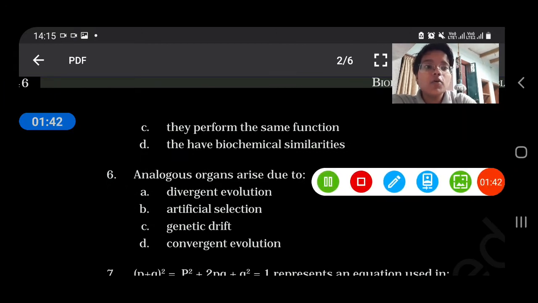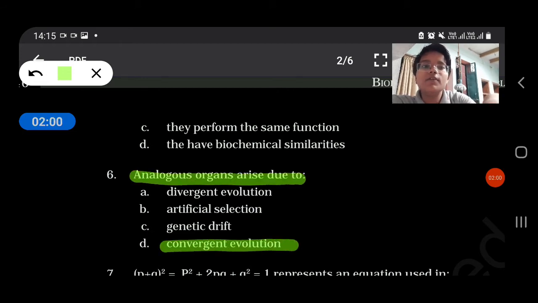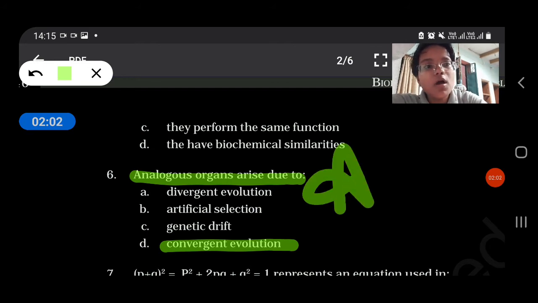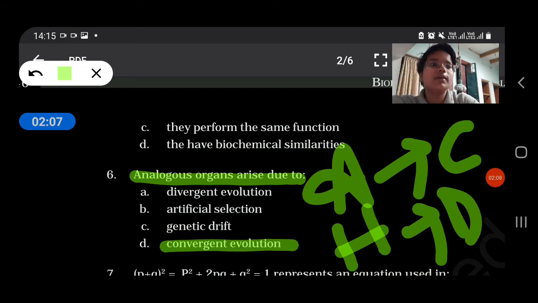Analogous and homologous. The previous question is an example of homologous organs, as they are similar in structure but different in functions. But analogous organs are different in structure but similar in functions. Analogous organs arise due to convergent evolution. Analogy is due to convergent evolution and homology is due to divergent evolution. You can learn it by HD: homologous is by divergent evolution and analogy is by convergent evolution.